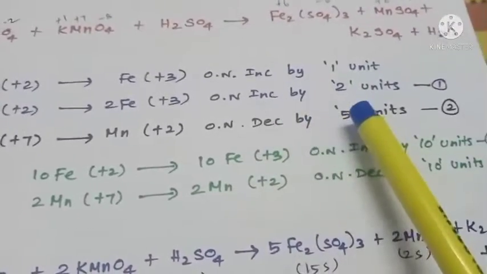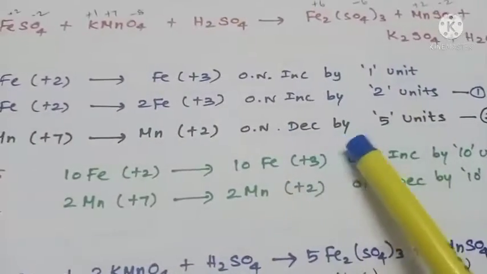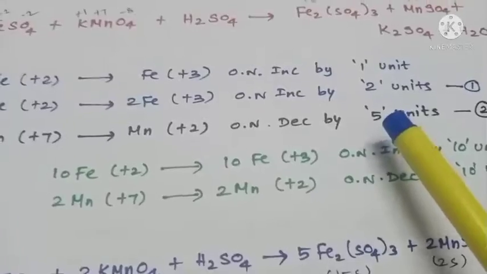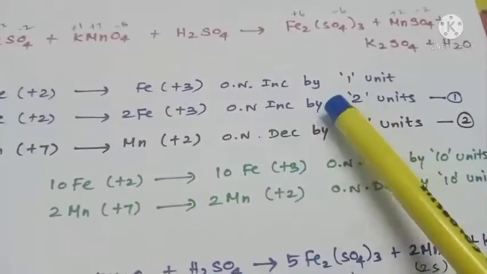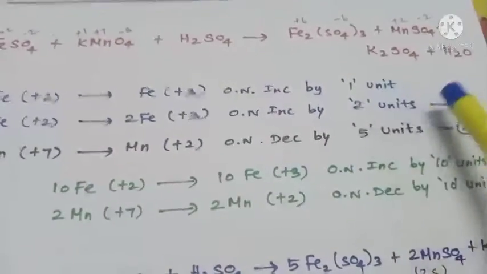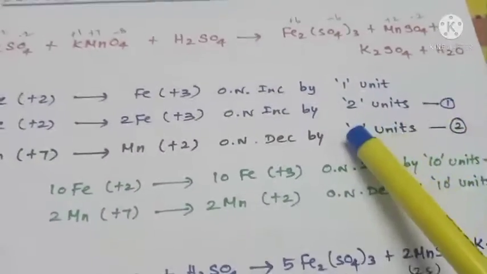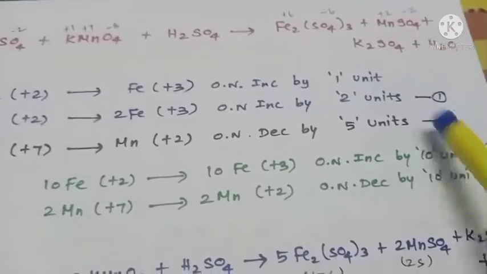Now look at equations 1 and 2. The oxidation number increases by 2 units and decreases by 5 units. They are different, isn't it? So we have to equalize them. One is an even number, another an odd number, so you can do cross multiplication. Equation 1 is multiplied by 5 and equation 2 is multiplied by 2. Okay, so equation 1 is multiplied by 5.